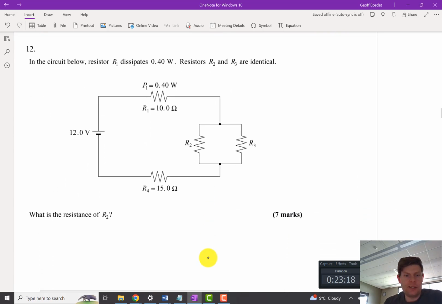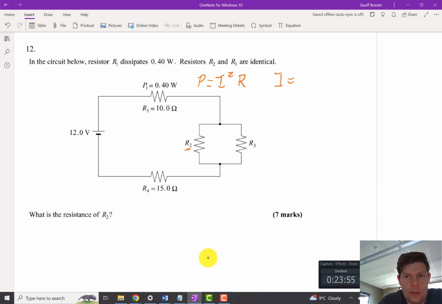Next guy, we got this delightful fellow. So we want to find resistance R2 here. We know R2 and R3 are identical, so these are exactly the same. So it'd probably be handy to find the total current, so that's what I'm going to do. Power equals I squared R, because the current through this 10 ohm resistor is going to be the total current, because there's no way around this resistor. All electrons have to pass through it.